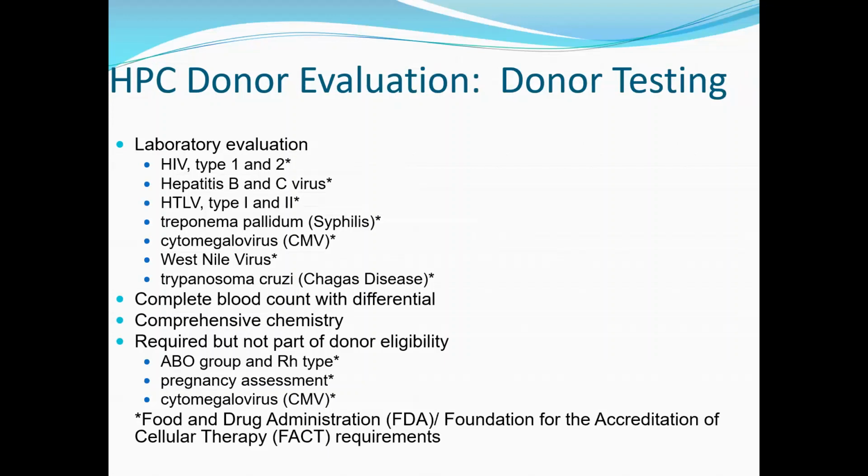In HPC donor evaluation, donor testing, we will do all the laboratory testing for the donor: HIV type 1, type 2, hepatitis B and C virus, and HTLV. HTLV is human T-lymphotropic virus. We will do CBC and comprehensive chemistry, as required for donor eligibility, like blood grouping, pregnancy test, or CMV. For the Food and Drug Administration, there are requirements for cellular therapy.